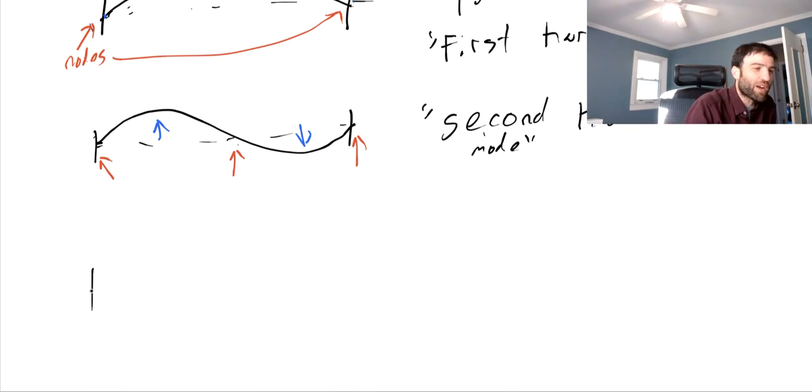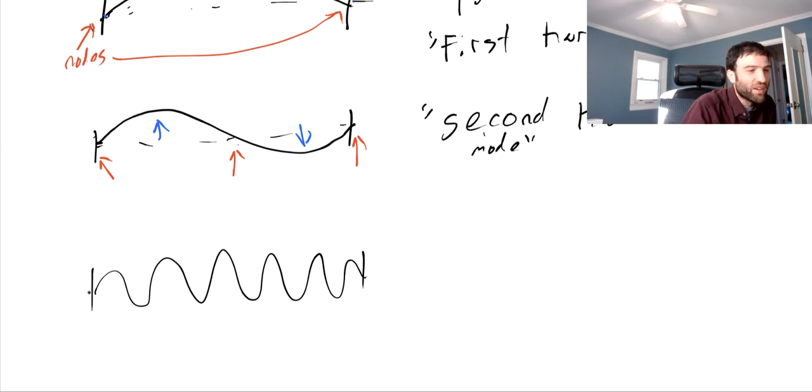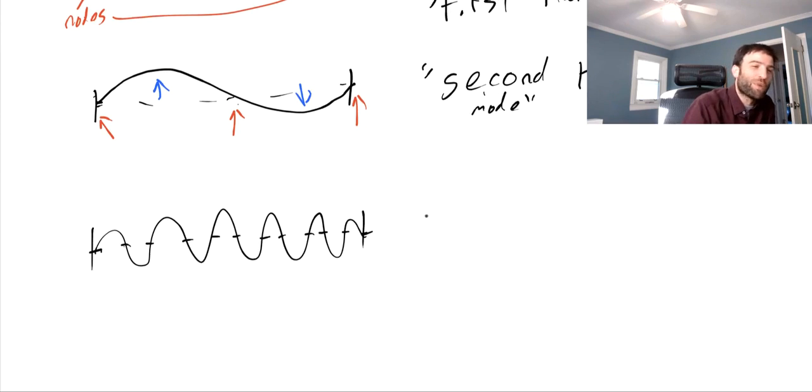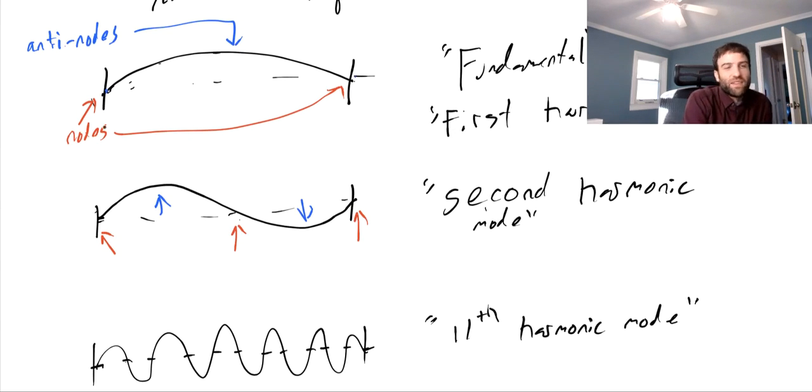Now, we can keep going. If I draw a more complicated waveform stretched between here, you can figure out which harmonic it is if you want just by counting the number of nodes. So this has 1, 2, 3, 4, 5, 6, 7, 8, 9, 10, 11, 12 nodes. And so apparently this is the 11th harmonic mode, right? The pattern being that the number of nodes minus 1 is the order of the harmonic, right?